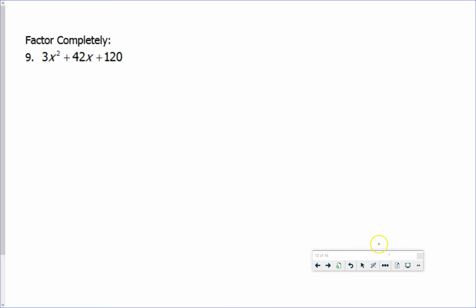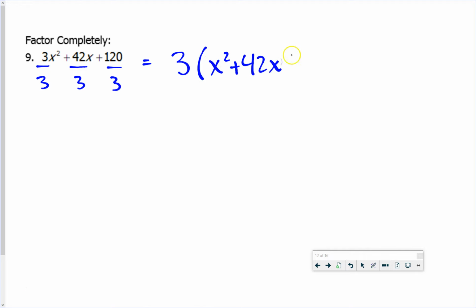Number 9, we have 3x squared plus 42x plus 120. Those are kind of big numbers. Am I going to slip the 3 to the end and get 360? We need to divide the whole thing by 3. We finally have a greatest common factor. When we have a greatest common factor, it gets moved to the front and it stays there. It does not just disappear. We're not doing math magic right now. Oh, I didn't divide. It is still in front.